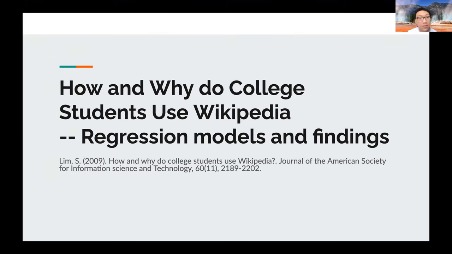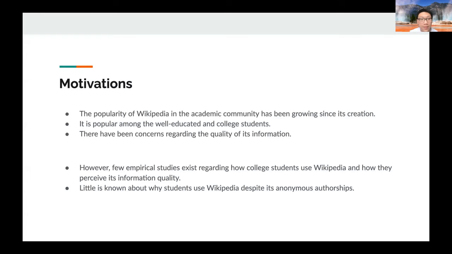And I'll be focusing on the regression models and what they find there. So the motivation here is that the popularity of Wikipedia, especially in the academic community, has been growing since its creation. And also some prior studies find that it's very popular among the well-educated and especially college students. On the other hand, studies have also shown that there are some concerns regarding the quality of its information. So the knowledge gap here is that very few studies have studied how college students use Wikipedia and how they perceive the quality of its information, and also why college students choose to use Wikipedia despite the perception of maybe not the best quality of information, and also the anonymous authorship property of Wikipedia.